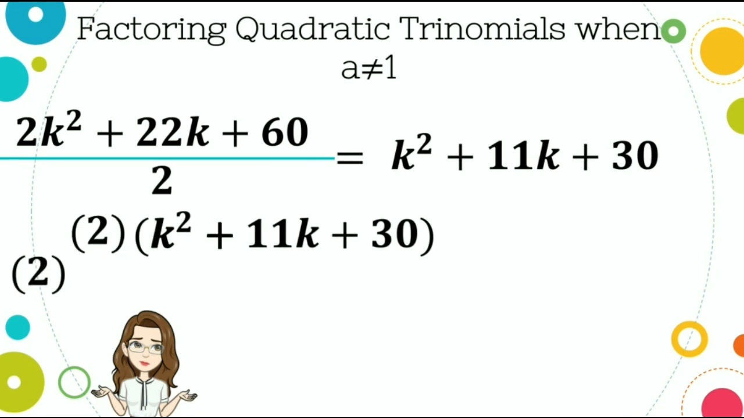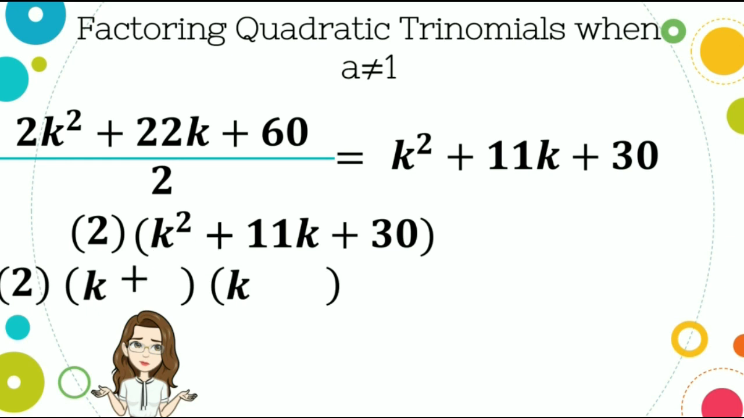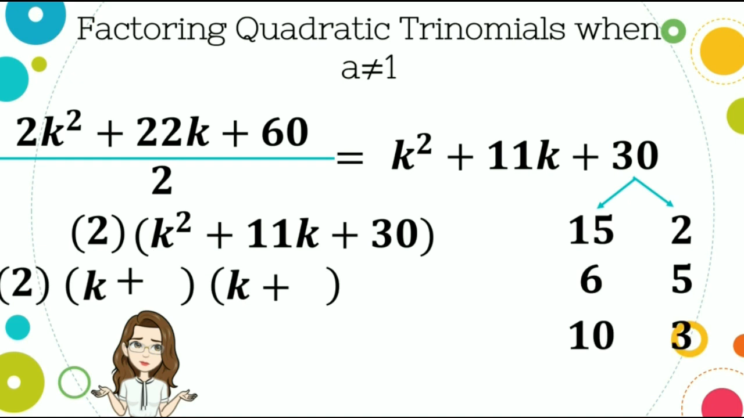Copy the GCF, then factor of the first term is k. Since the quadratic trinomial has both positive in our middle term and the last term, copy positive sign. Then list down the factors of the third term. 15 times 2, 6 times 5, 10 times 3. Then add each pair of factors.